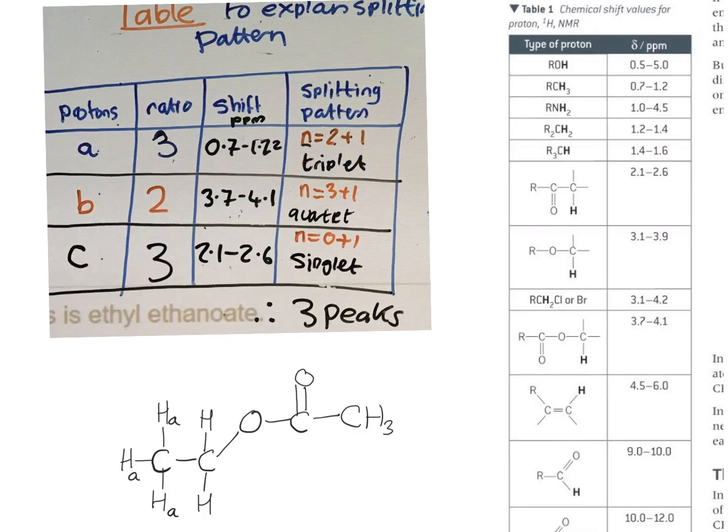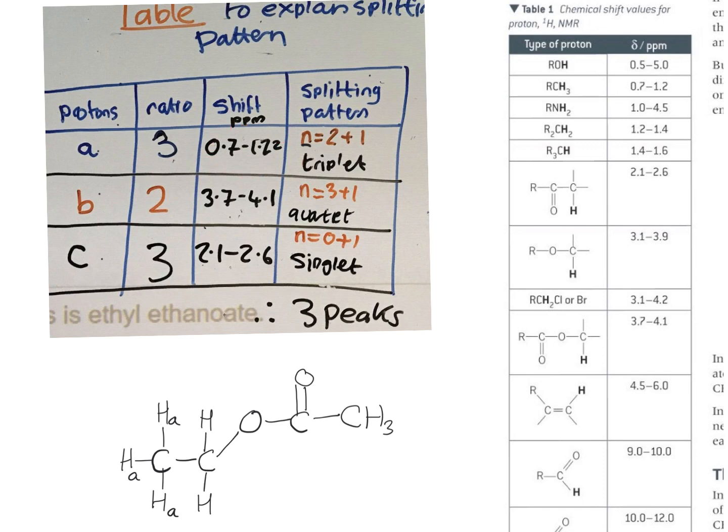First of all, let's look at protons A. Protons in A are heavily shielded because they're next to this methylene group here. If we now go to our data table taken from your Caboodle textbook, you can see that these protons here on the methyl group next to anything but an oxygen atom have a chemical shift of 0.7 to 1.2.